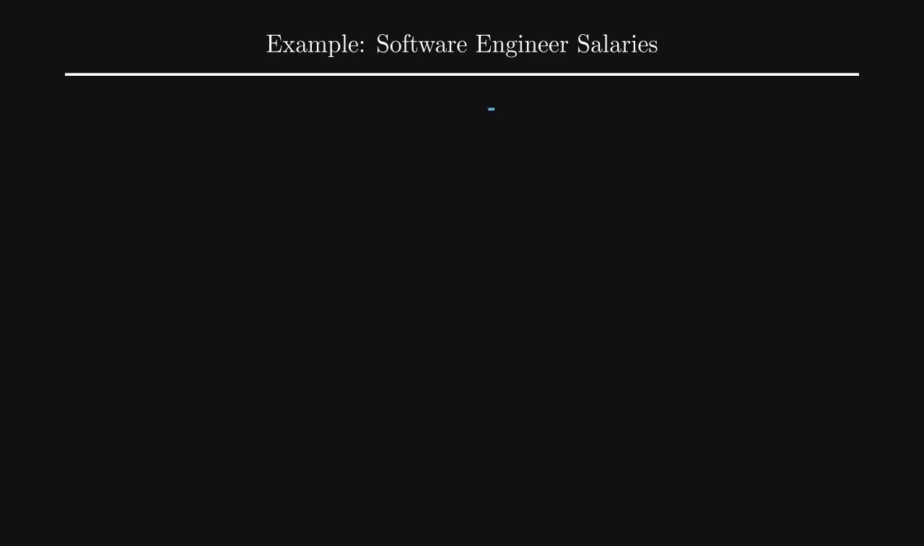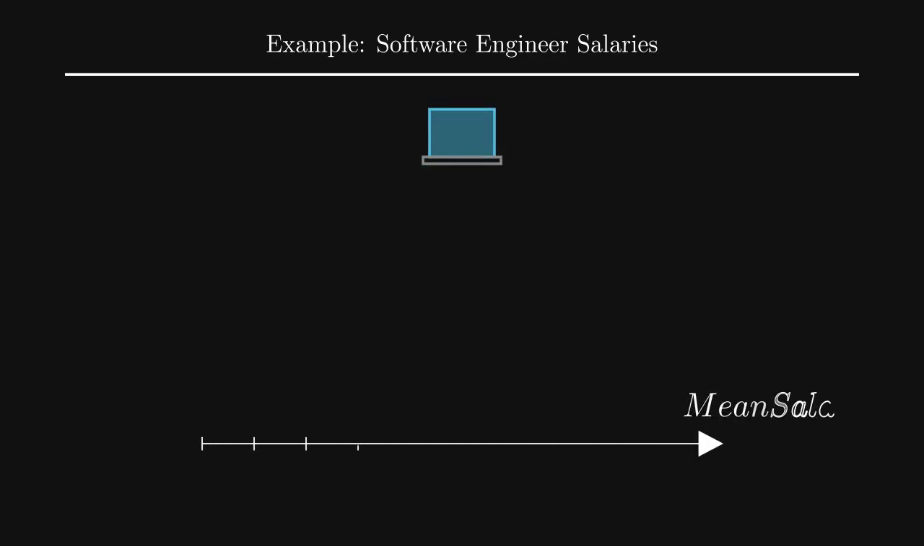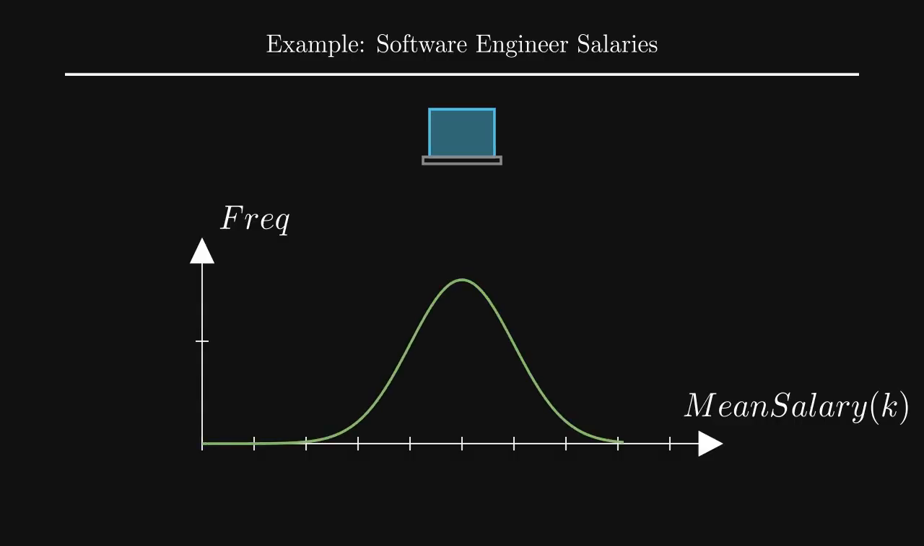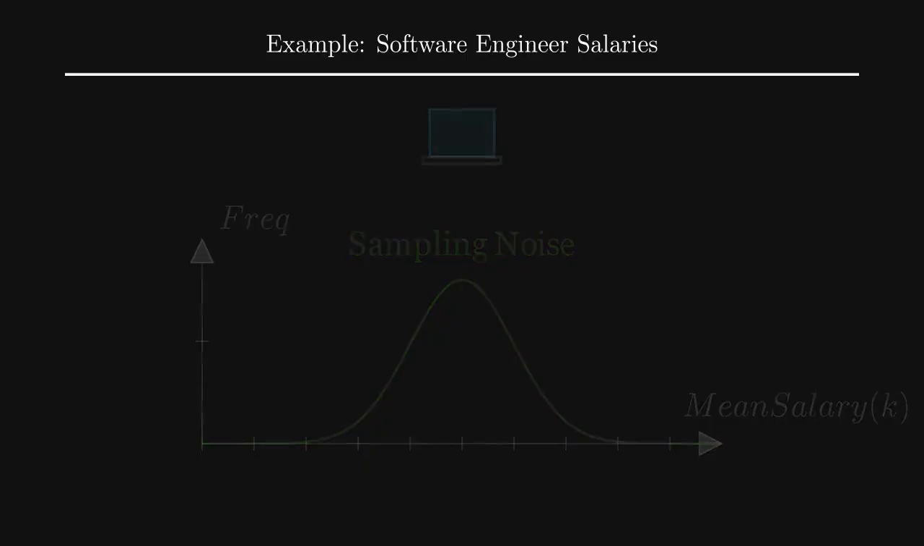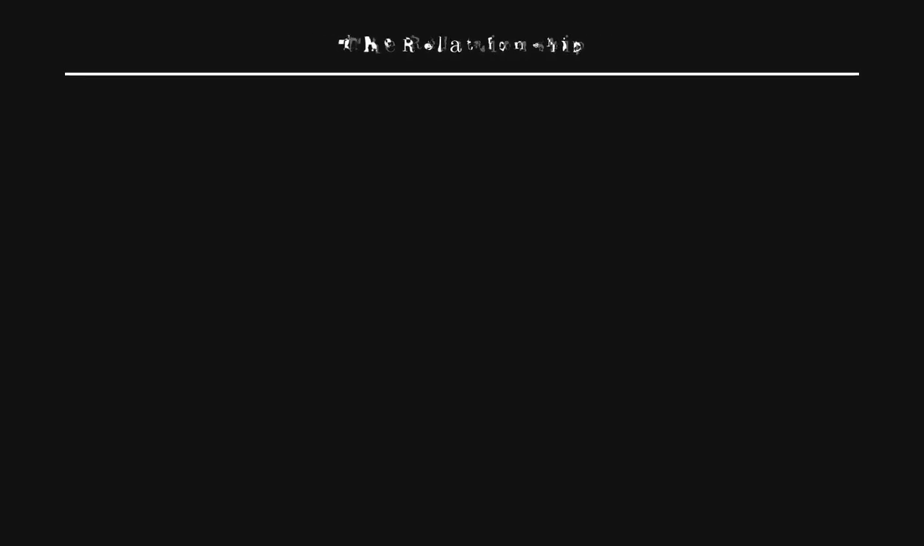Imagine we are conducting a study on the average salary of software engineers globally. We can't measure everyone, so we take a sample of 100 people and calculate their mean. If we take another sample of 100, the mean will be slightly different. The standard error is essentially the standard deviation of these sample means. It quantifies how much sampling noise is present in our study.